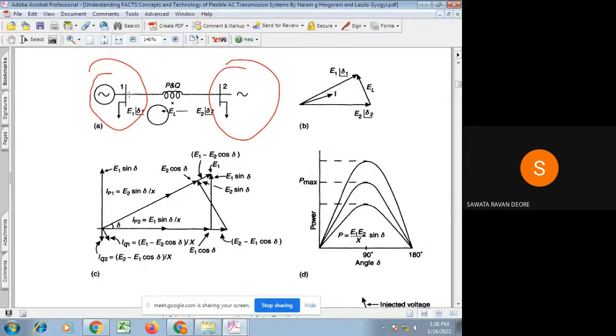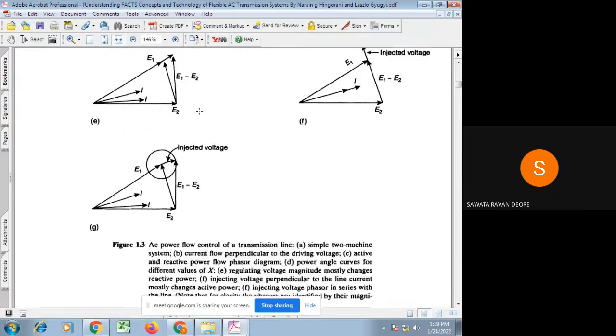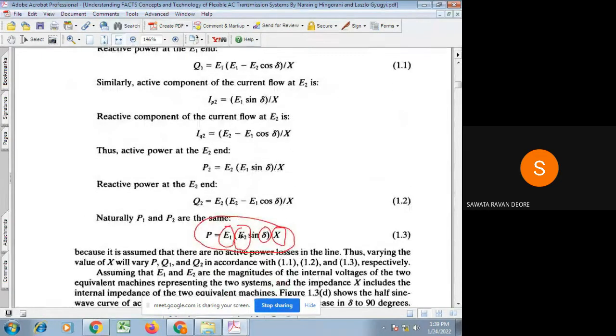Here the power exchange between these two regions is done through a transmission line, and the line reactance, the two end voltage magnitudes and their angles determine how much power flows through it. Now, if we want to regulate this power exchange between the two regions by controlling the parameters of the transmission line, then as per this equation the parameters are E1, E2, X and delta.